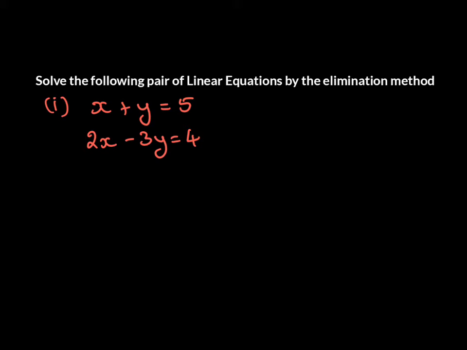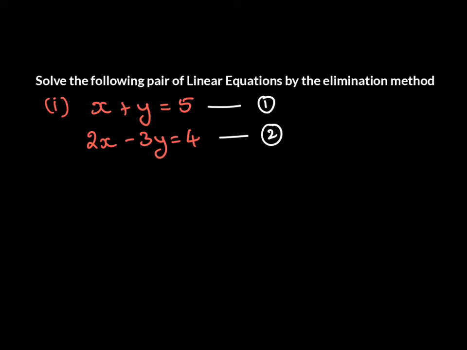Let's try this. Solve the following pair of linear equations by the elimination method. x plus y is equal to 5, 2x minus 3y equal to 4. Let us represent these equations as equation 1 and equation 2. Now in the elimination method, the process is as follows. First step, choose any one of the variables to be eliminated. Either you can choose x to eliminate it, or you can choose y. So let us say we choose y to eliminate.